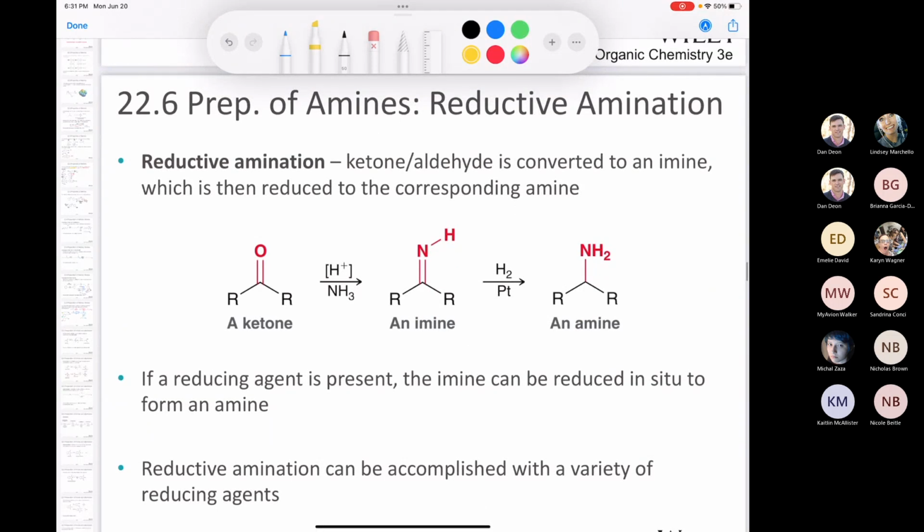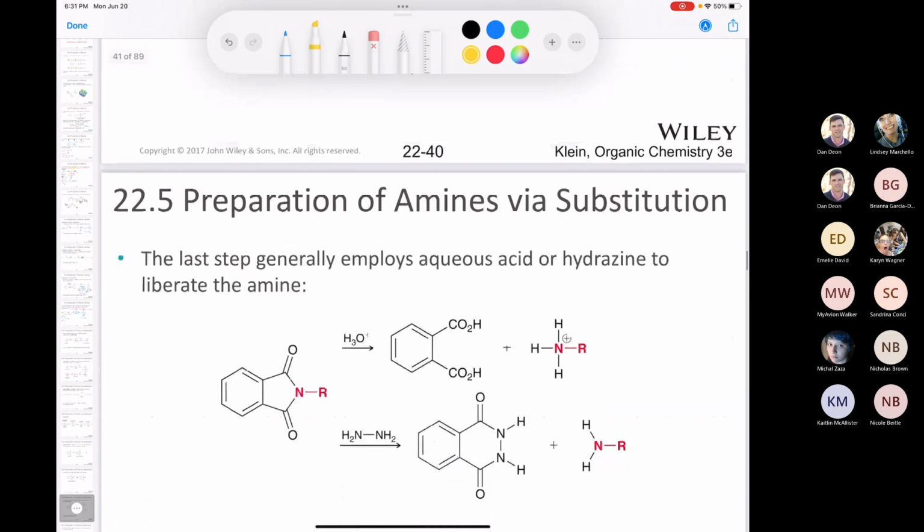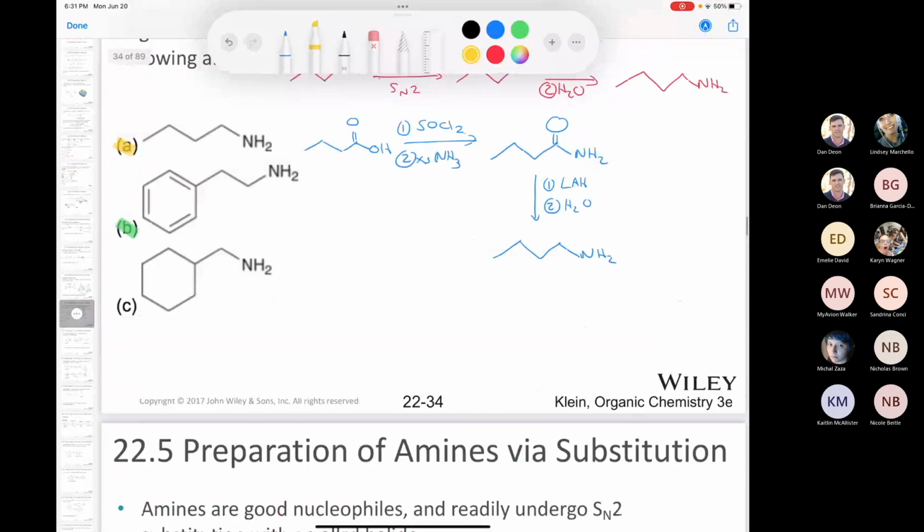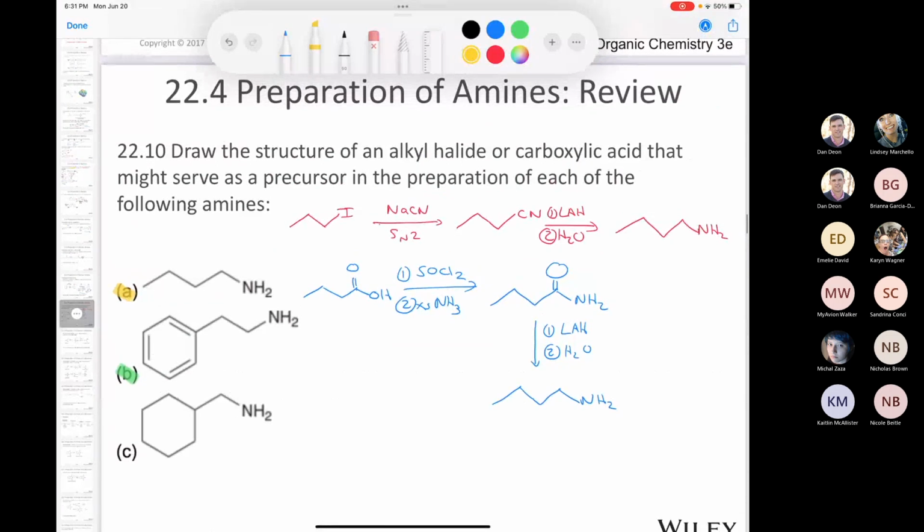This is a really cool reaction, reductive amination. So when we come back after the break, we'll see if we can make it all the way to discussing a little bit about reductive amination. Very, very neat chemistry. So let's go back here, and everybody will give this question a shot. Where was it? Right here, 22.10b. We'll all give that a shot.